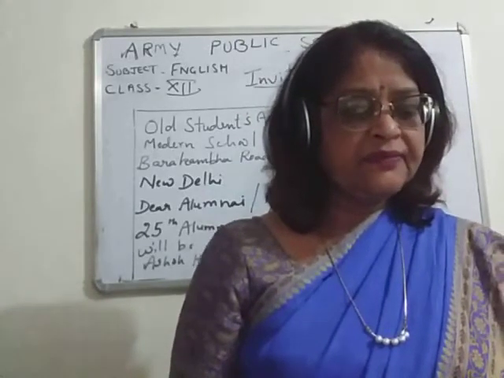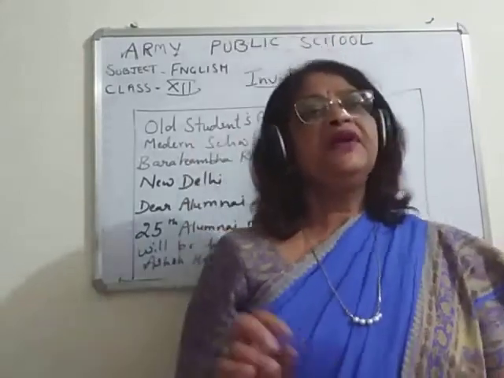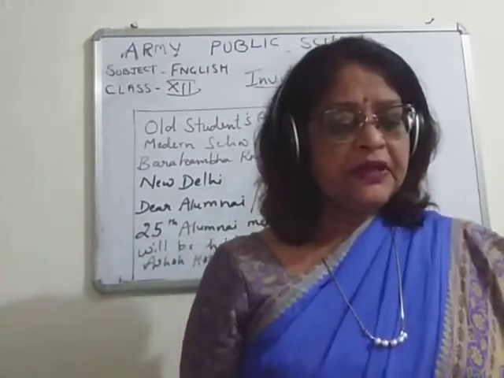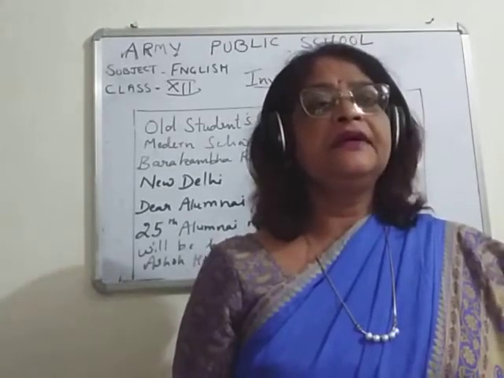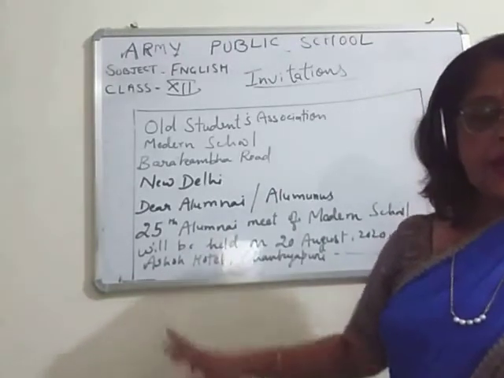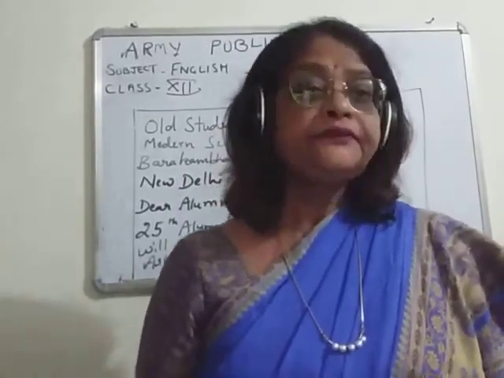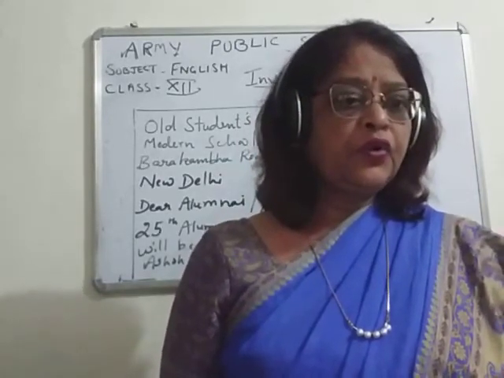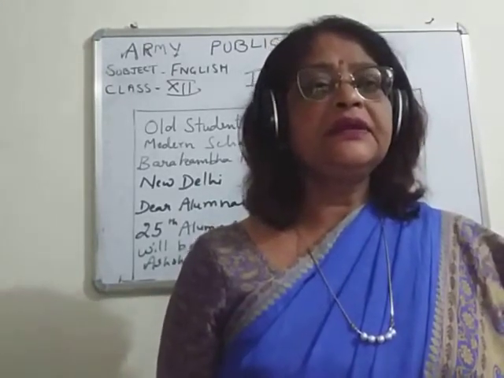Please confirm your seat by sending ₹5,000 to the undersigned. This is very important now, children. They have to confirm their seat by sending not only confirmation, they have to send 5,000 to the undersigned. Here in the last, you have to write C.B. Mehta. If the name is given, fine. If the name is not given, then you have to write who is the secretary. C.B. Mehta is the secretary of the Old Student Association. Now the designation has been written here.